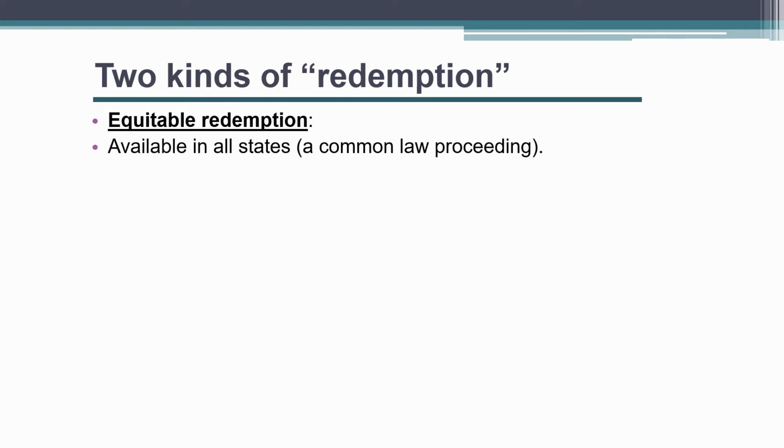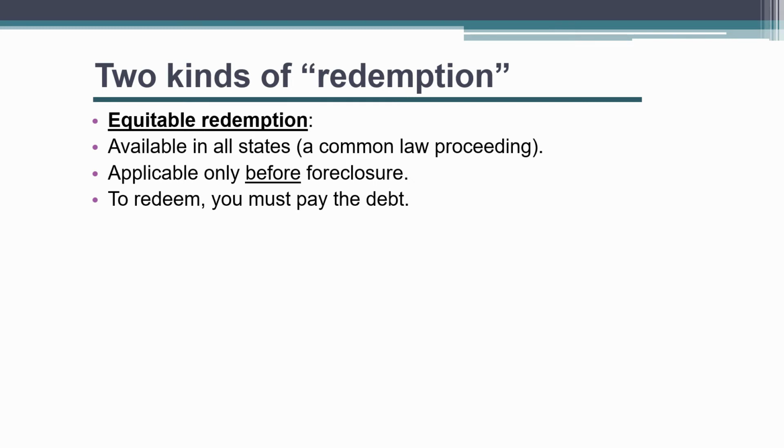Now, I mentioned a moment ago statutory redemption. There are really two kinds of redemption. The first kind is the kind we talked about in our historical overview, namely equitable redemption. That's available in all states. It's a common law proceeding, and it's applicable only before foreclosure. In other words, the whole point of foreclosure is to put an end to the borrower's right of equitable redemption. To redeem, you have to pay the debt, and you have to pay it to the lender to whom the money is owed.